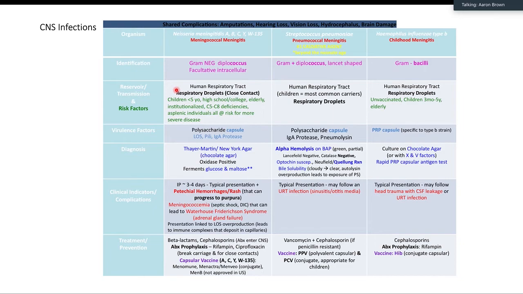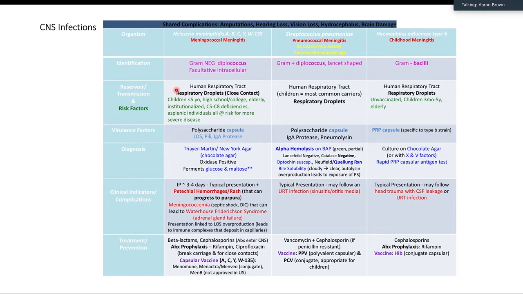For the risk factors, really look for someone who is entering a high concentration area, going from a low concentration area. So someone who's going from high school to college, someone who's moving into a nursing home, children that are joining a daycare. These are all times where they're going from a place where there's not a lot of people to a place where there's many more people. And having that close contact can increase the risk of Neisseria meningitidis.